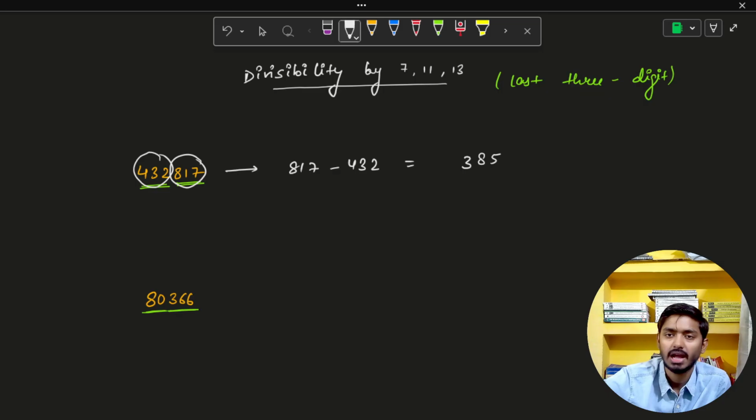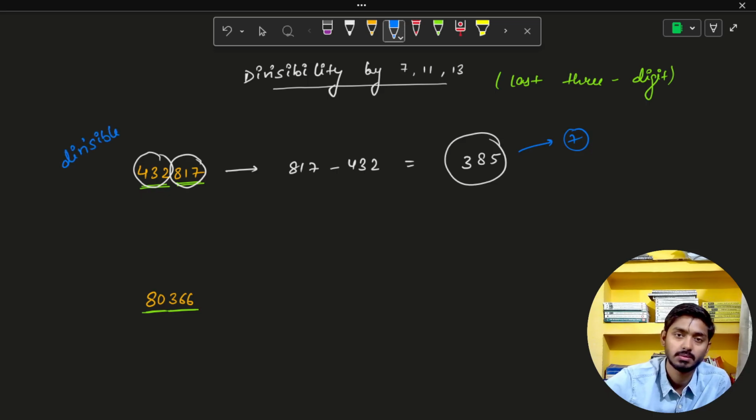Now we have to check if 385 is divisible by 7 or not. Well, I can clearly see 35 and 35, it is divisible by 7. So the entire thing would be divisible by 7. Although the method which I gave you earlier is good for smaller numbers, this one would be helpful if the number is around 5 or 6 digits.